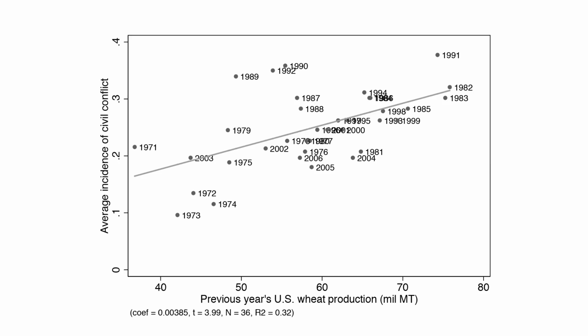Okay? So this is, again, just some aggregated data. The analysis is much more complex. This is previous year's wheat production in the US. And this is average incidence of conflict amongst all non-OECD countries that receive food aid from the US in general over that period. Okay? So there's a wheat boom in the US.